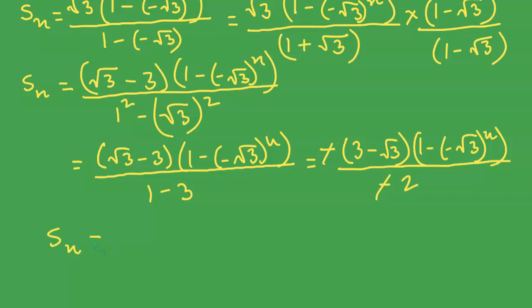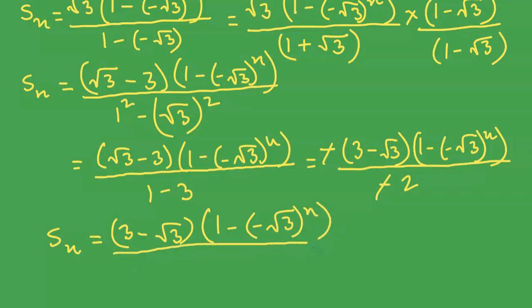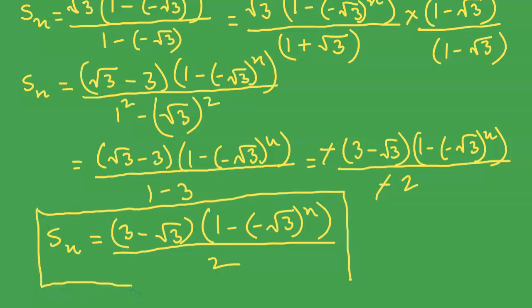Okay. So Sn, the sum total of the first n terms of this geometric series, should be equal to 3 minus root 3 and 1 minus root 3 to the power of n, over 2. Okay. So this should be our final answer. This is our final answer.